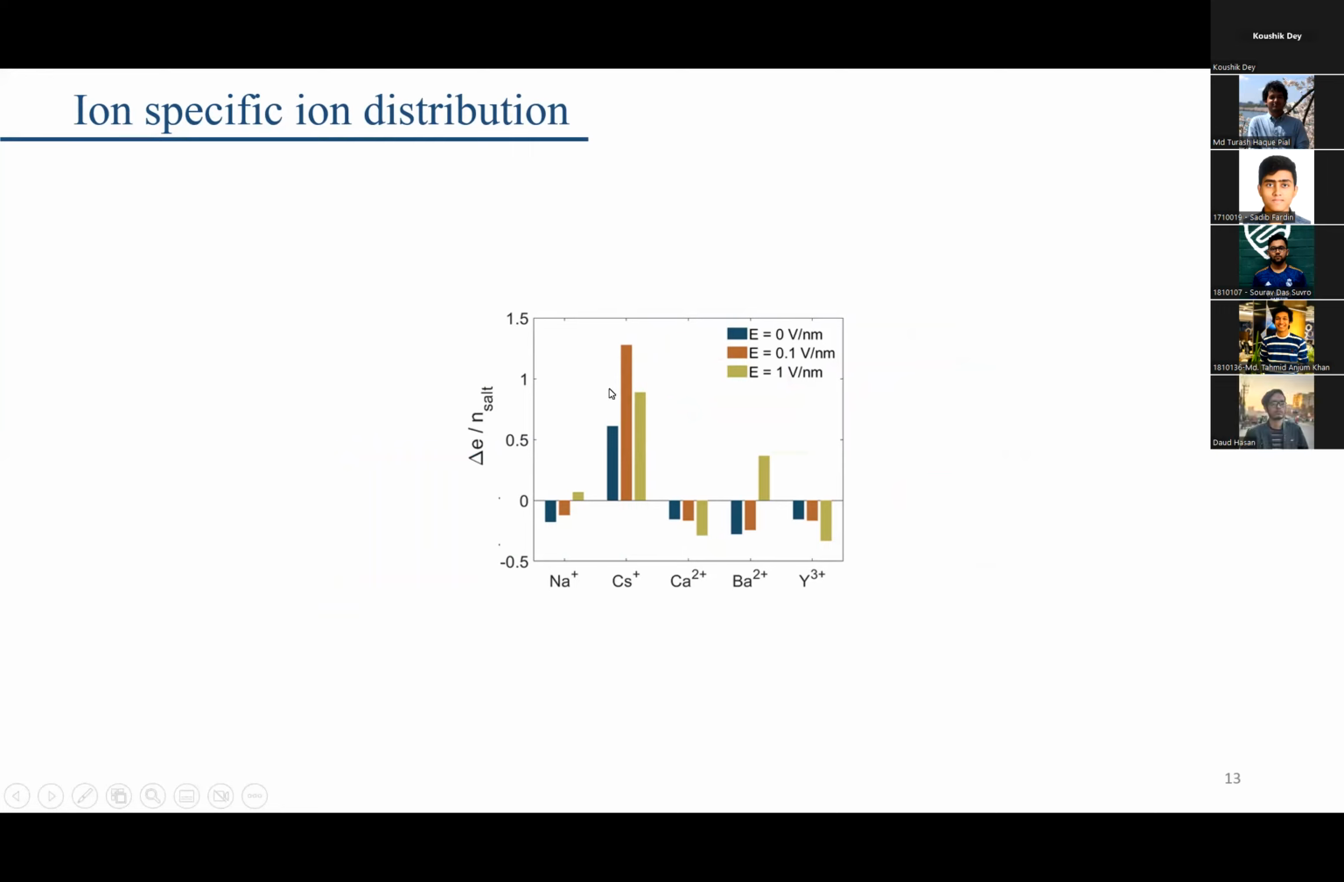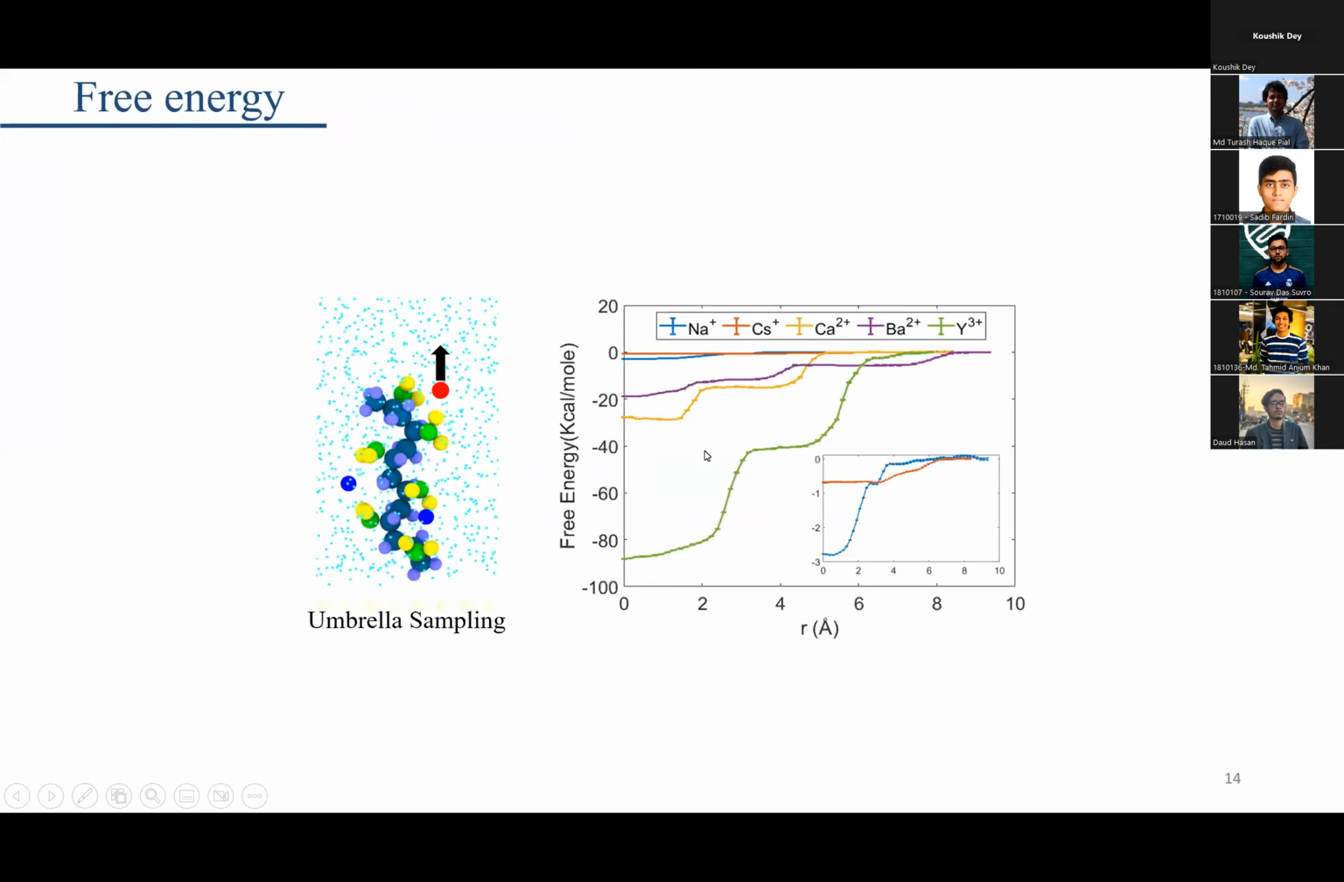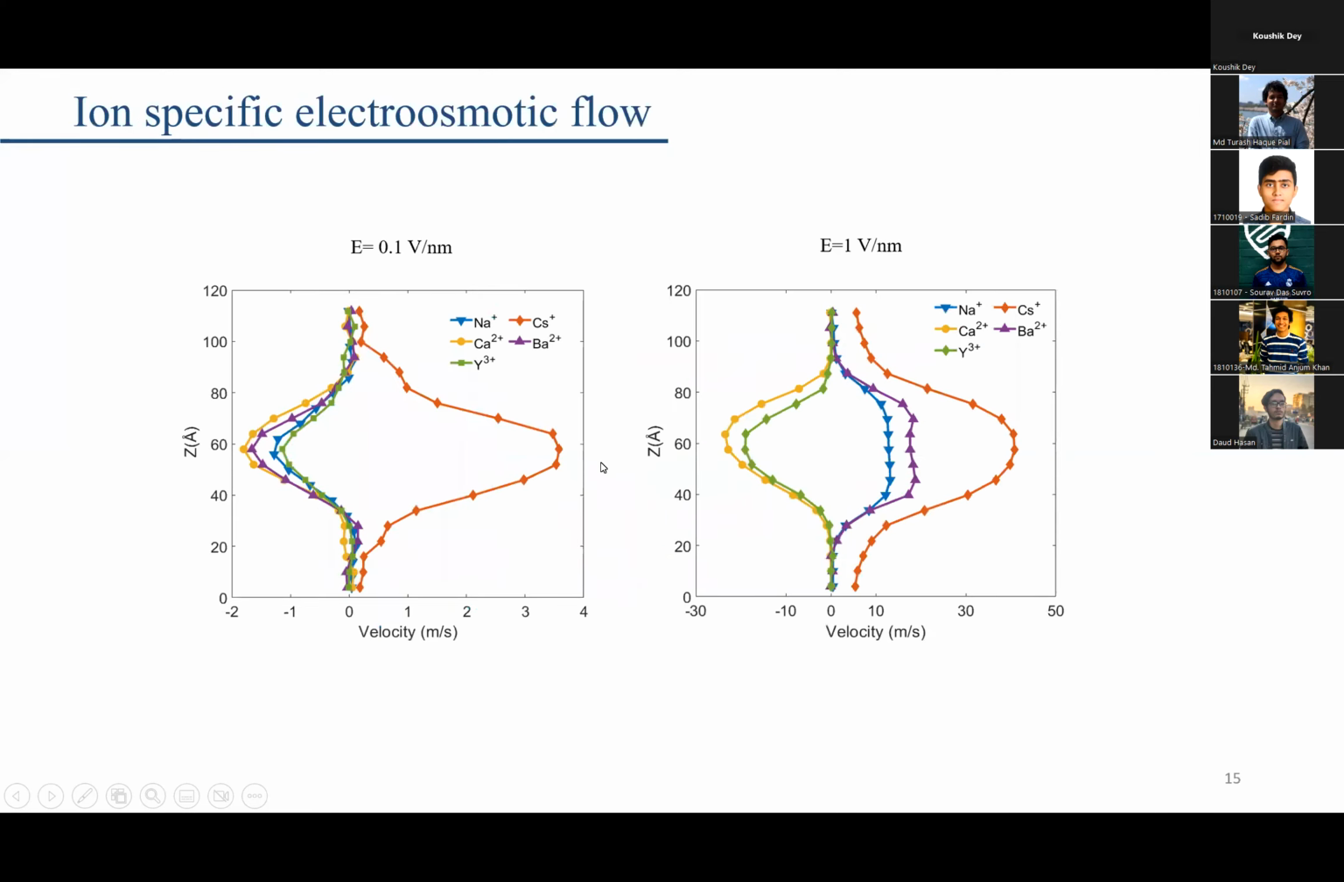Cesium actually doesn't attach to the polyelectrolyte layer as strongly. So it's easy for them to stay in the bulk compared to, let's say, calcium or yttrium. So that actually explains why we are seeing different ion distribution in the system. And different ion distribution leads to different electroosmotic flow.